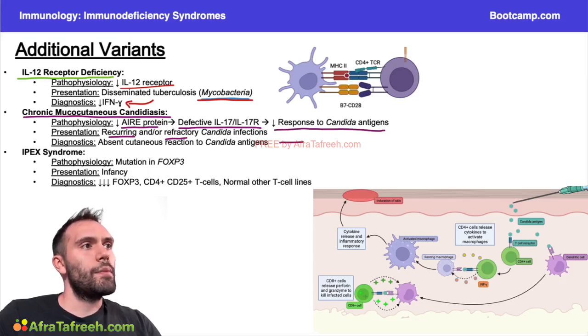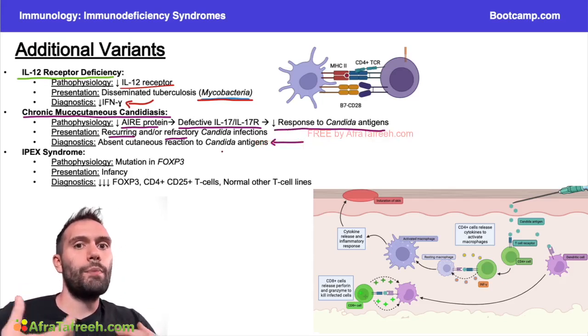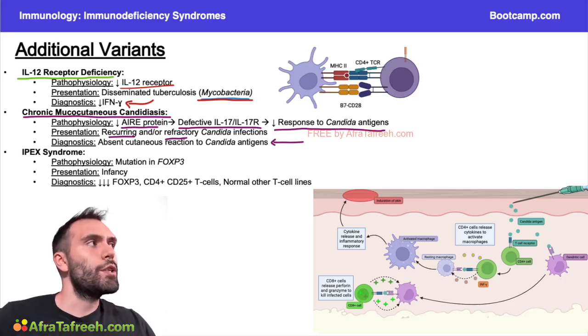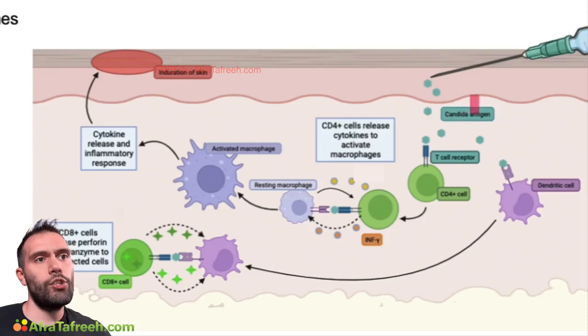Now, the way that this is sometimes diagnosed is we can inject candidal antigens into the skin, and what we're looking for is some kind of response. It's kind of similar to what we do when we do the TB skin test. And just to give you an idea of what we're talking about here, when I inject these candidal antigens, I might get some of these antigens binding to T cell receptors. I might get some of them even potentially binding to macrophages.